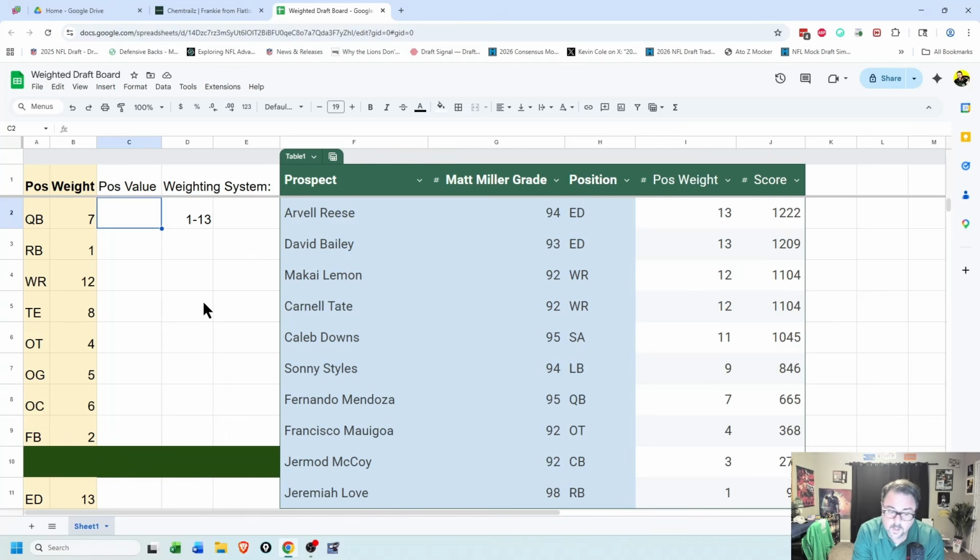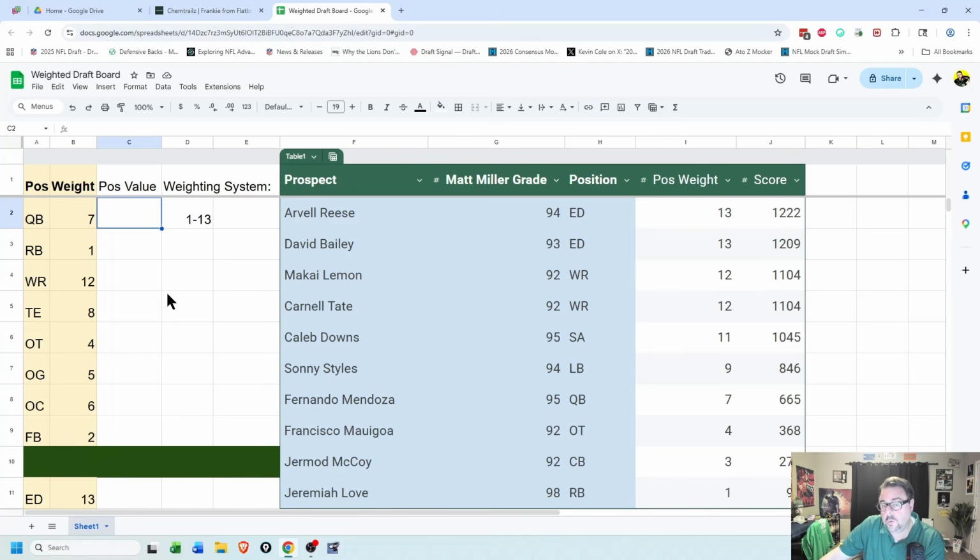And so, you could do that, and you could have different weights and measures. This is just an example to show what a weighted draft board would look like. And you could put different weights and measures if you want to. You could have a different idea about what else you want factored in.